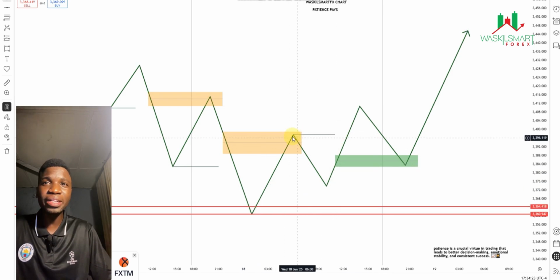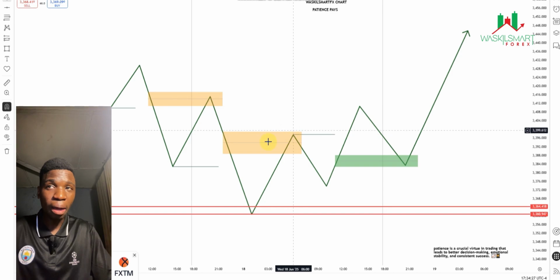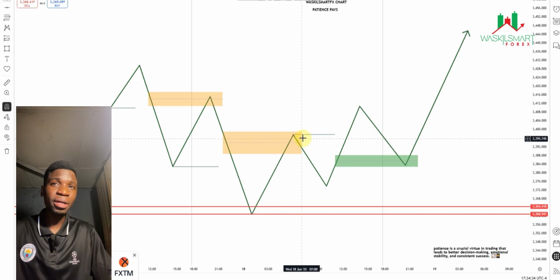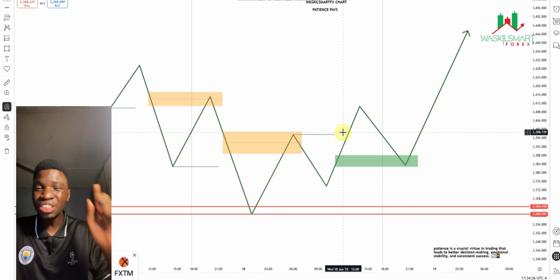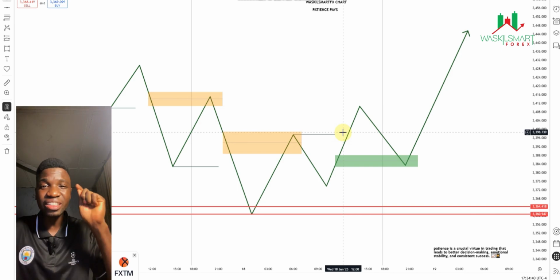So the moment the market breaks this high, that once traded into the premium array, that once traded into the premium zone, the moment the market breaks the high and creates a new fair value gap. See, that is very, very important. The market must create a new fair value gap.